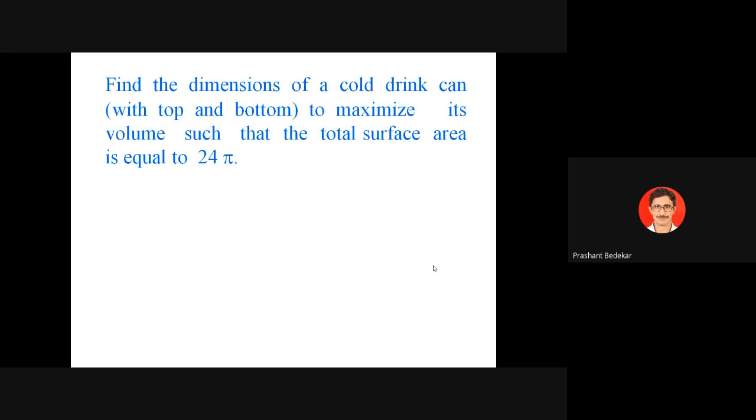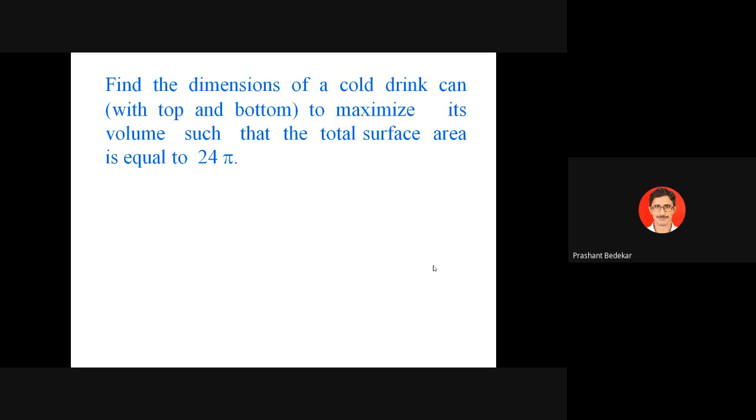Coming to the next category. Find the dimensions of a cold drink can with top and bottom to maximize its volume such that the total surface area is equal to 24 pi. We have seen this example earlier. Now let's formulate.